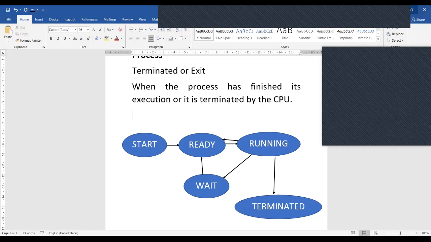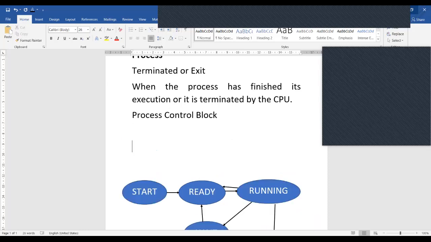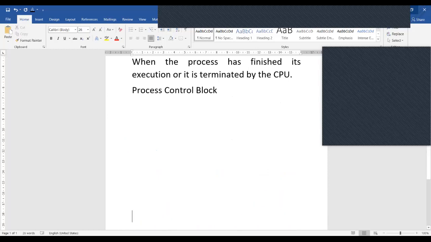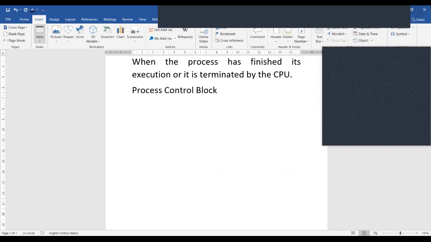Then let me start another topic related to process, that is process control block. We will start with another topic, which is process control block, and let us draw the diagram first, then we will start.